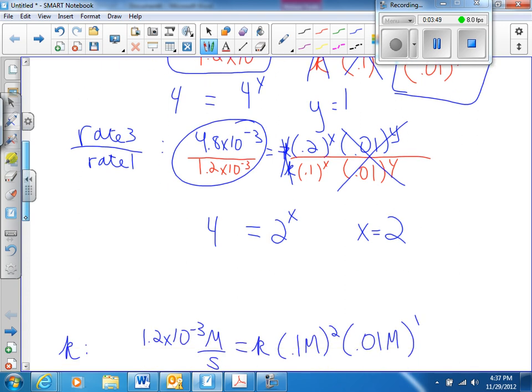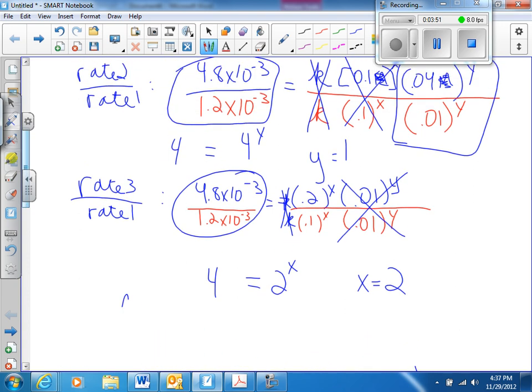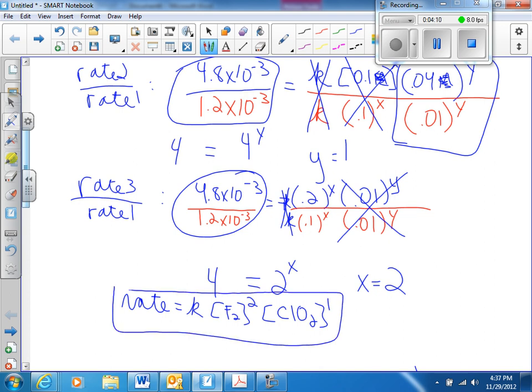So now I know my rate. I know my orders and my rate. So the rate is K F2 to the x, which is squared, F2 squared, times my chlorine dioxide to the y, and y we found was 1. So right here I have my rate law. Remember, do not write rate law equals K, etc. We write rate equals K, etc.